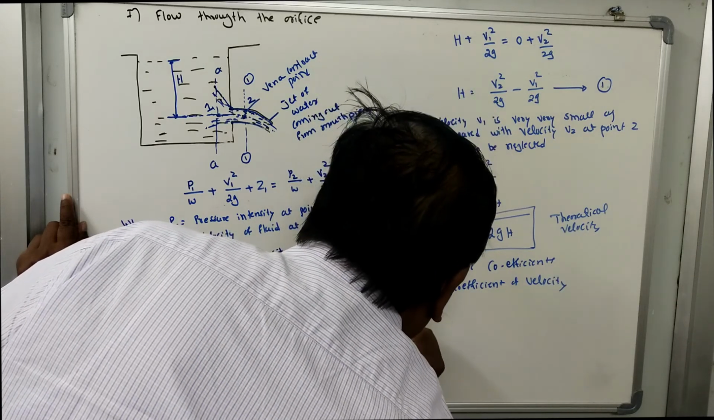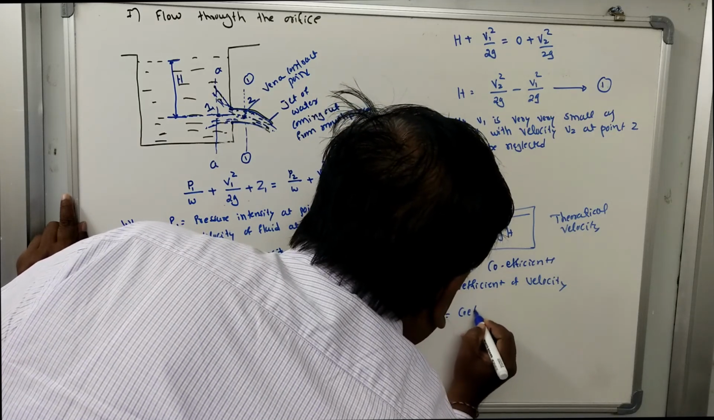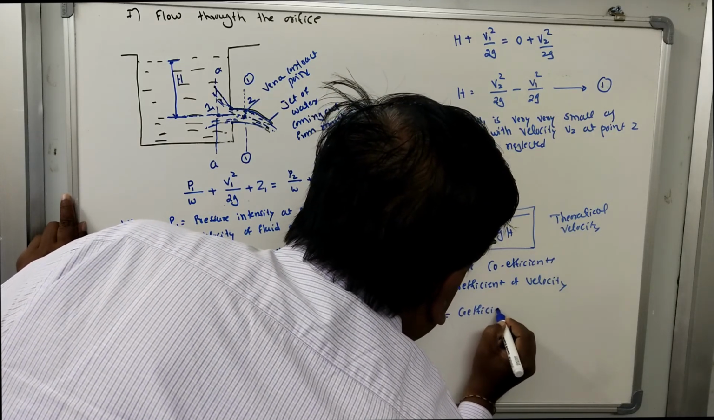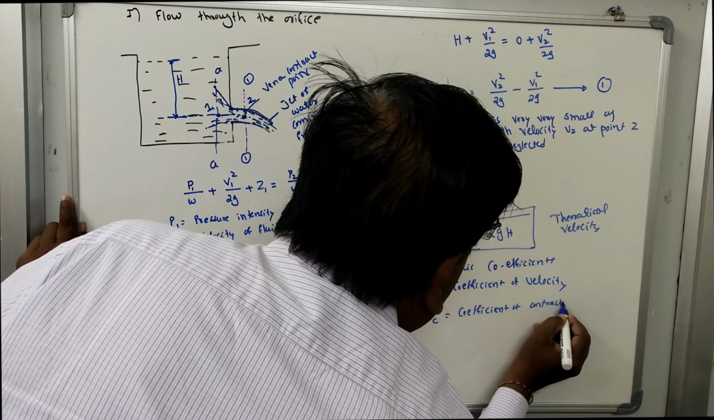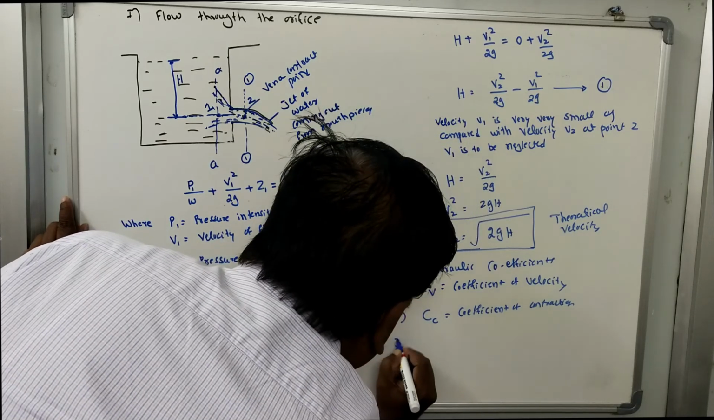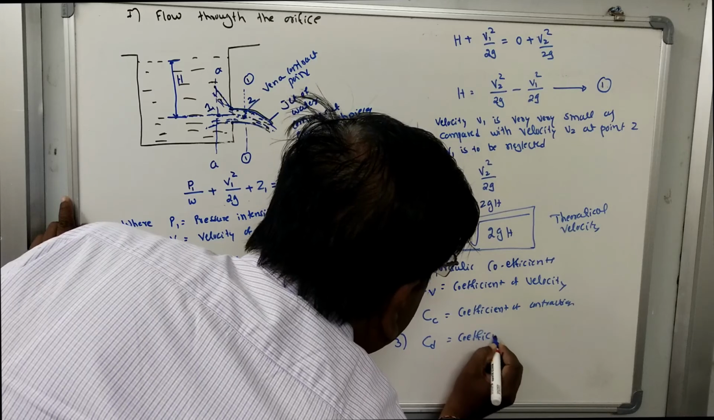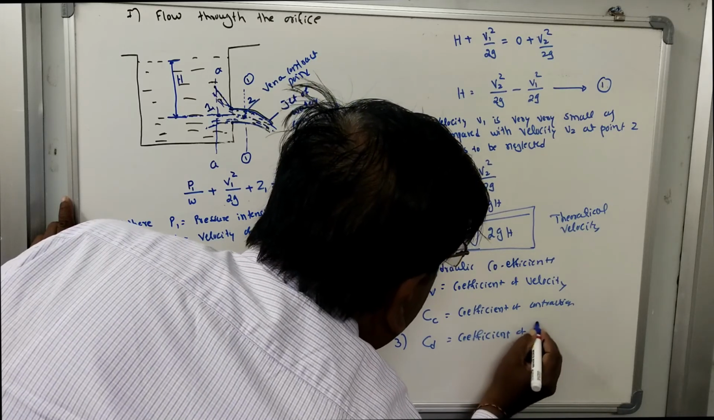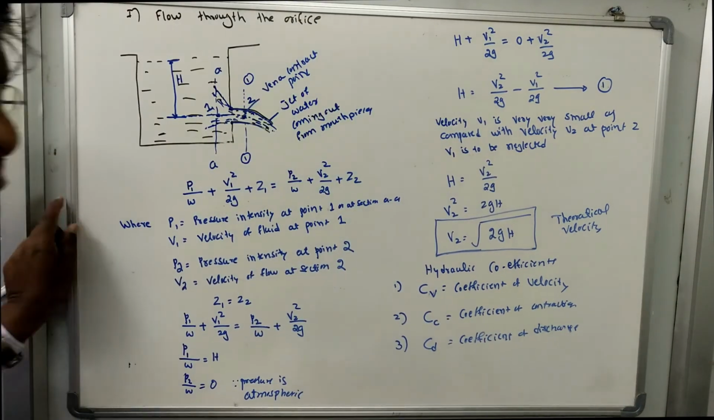That is CV. Another is CC, that is coefficient of contraction. Then another is CD, that is coefficient of discharge.